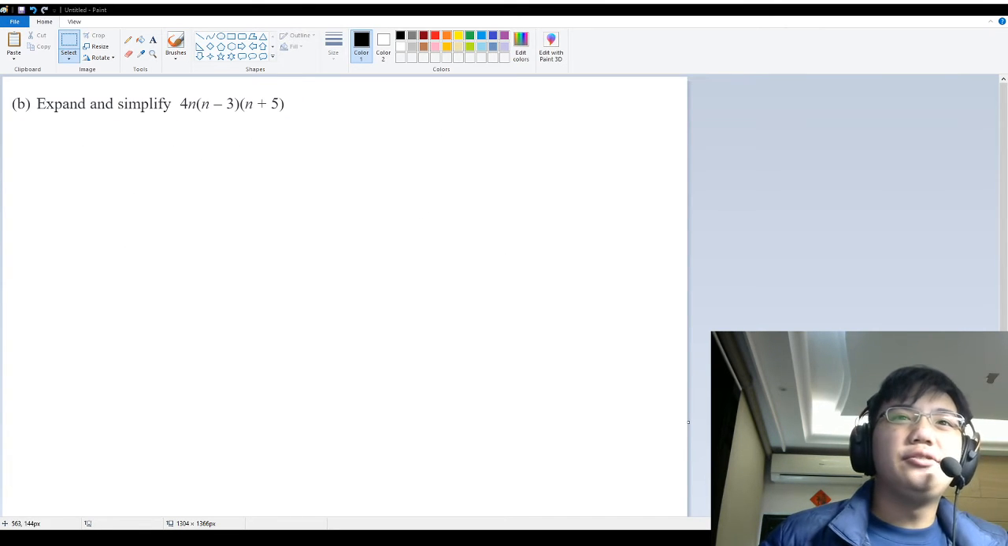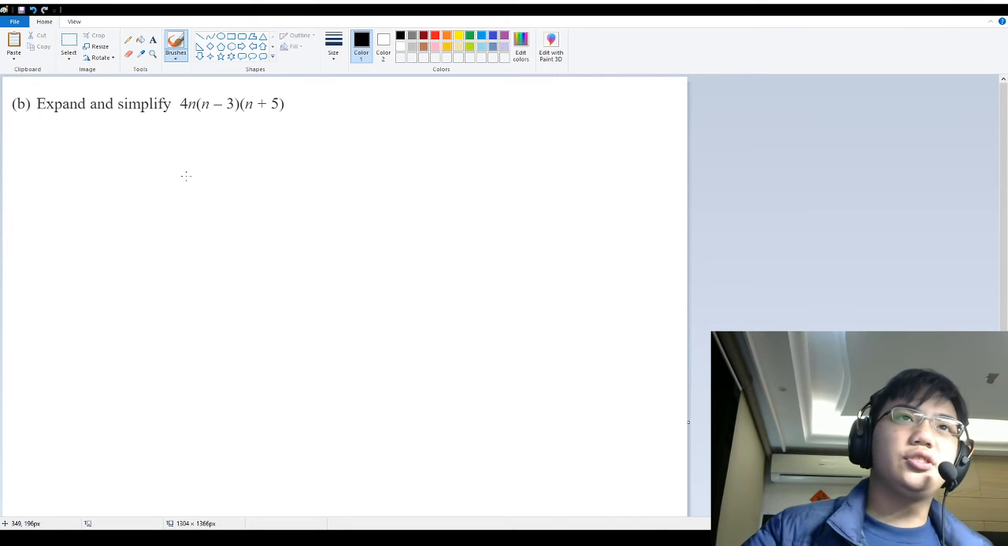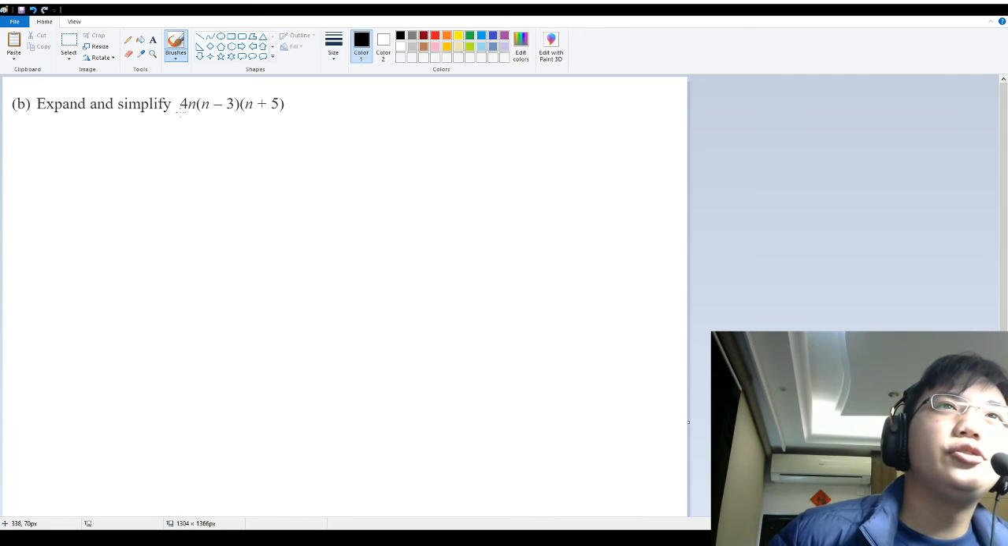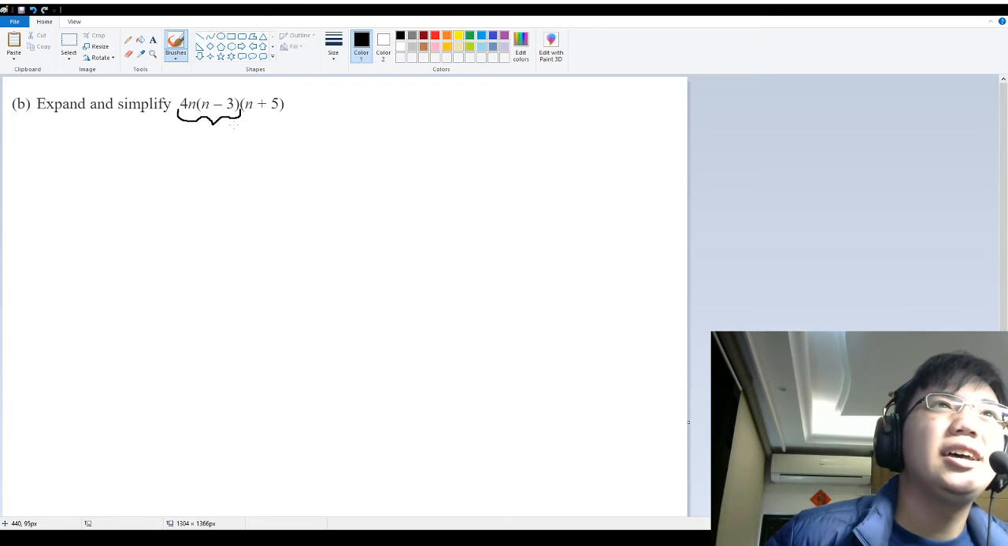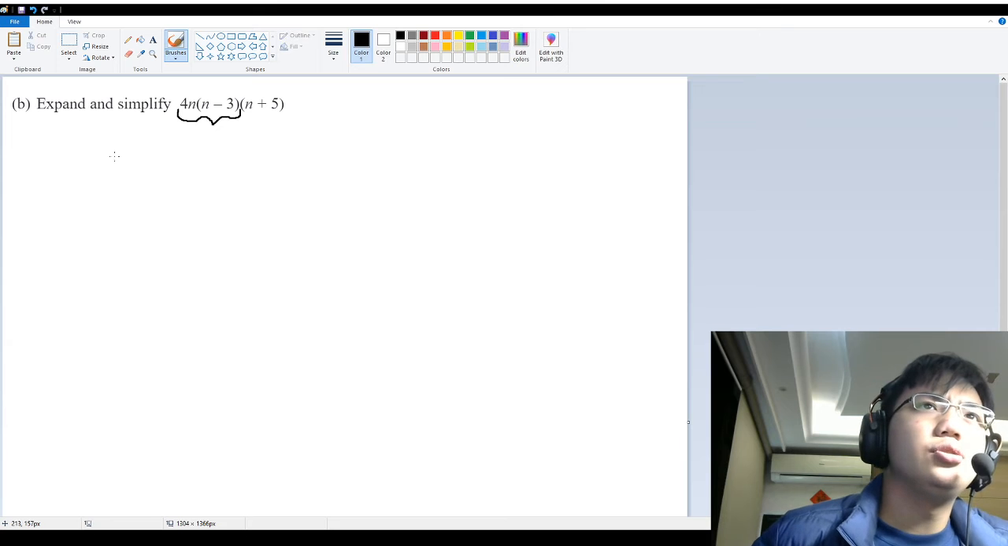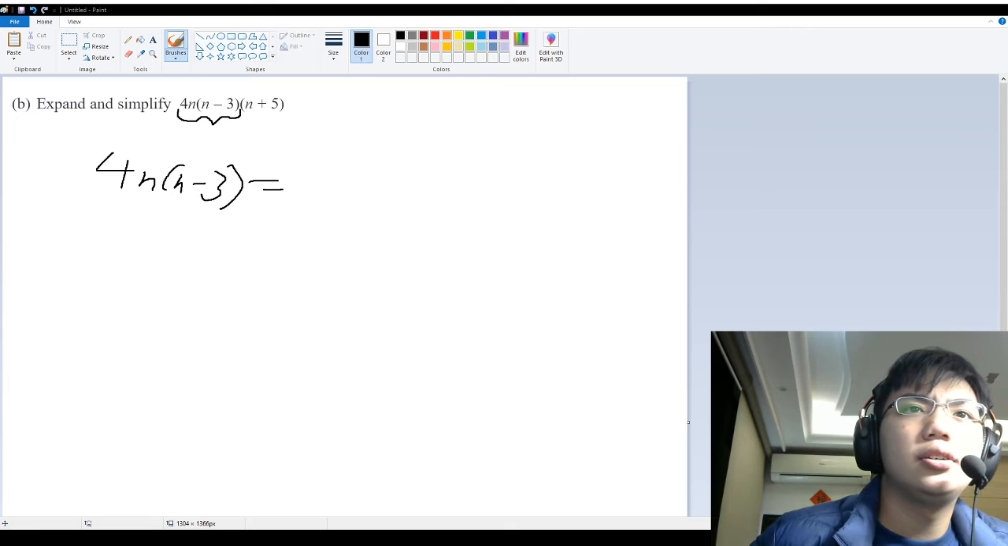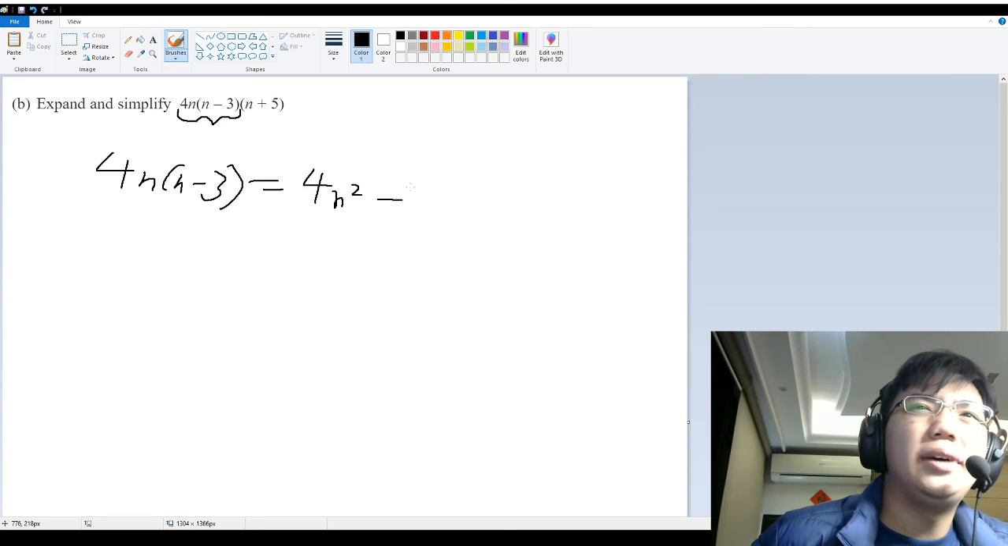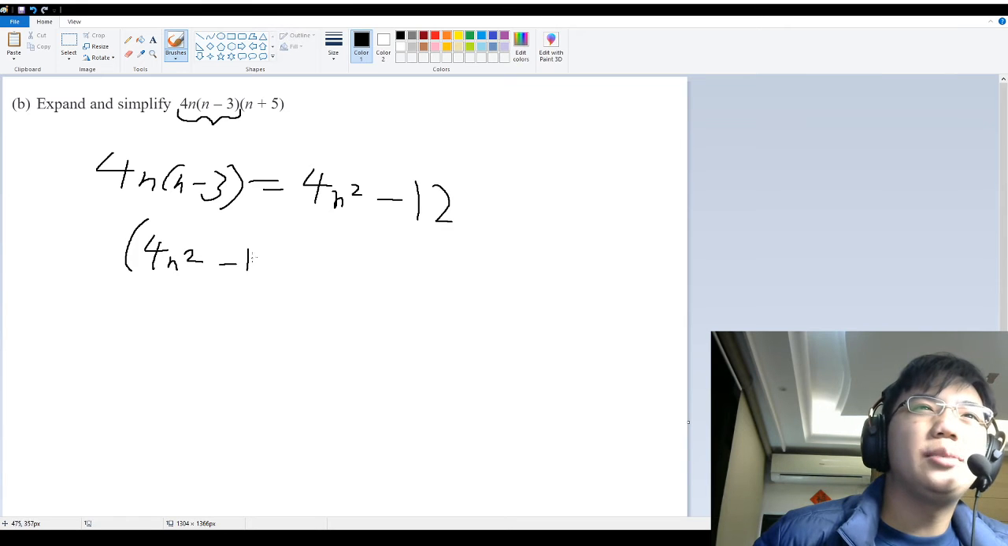4n(n minus 3)(n plus 5). So this one will be a bit more complex. First of all, we need to expand and simplify this, then expand and simplify whatever this is and this. So 4n(n minus 3) equals 4n squared minus 12n. Therefore, the question can be simplified to (4n squared minus 12n)(n plus 5).